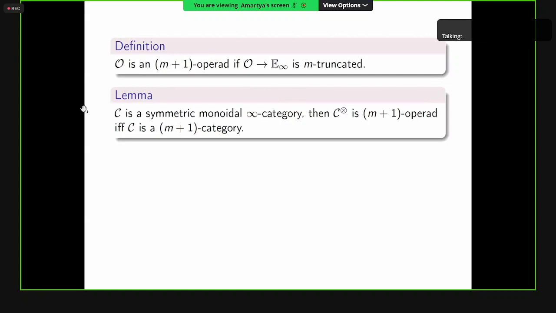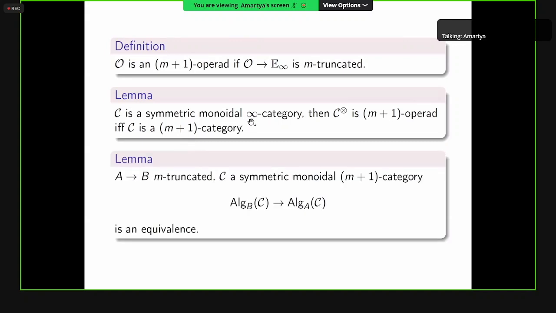Now, a couple of important results. If you have a symmetric monoidal infinity category C, and this is the underlying category of this operad, then this is an (m+1)-operad if and only if C is an (m+1)-category. These are all really well-known results, just a recap. Another result: if this is an n-truncated map and C is a symmetric monoidal (m+1)-category, then this is an equivalence. Let me make sure everything's right. Yeah, cool.